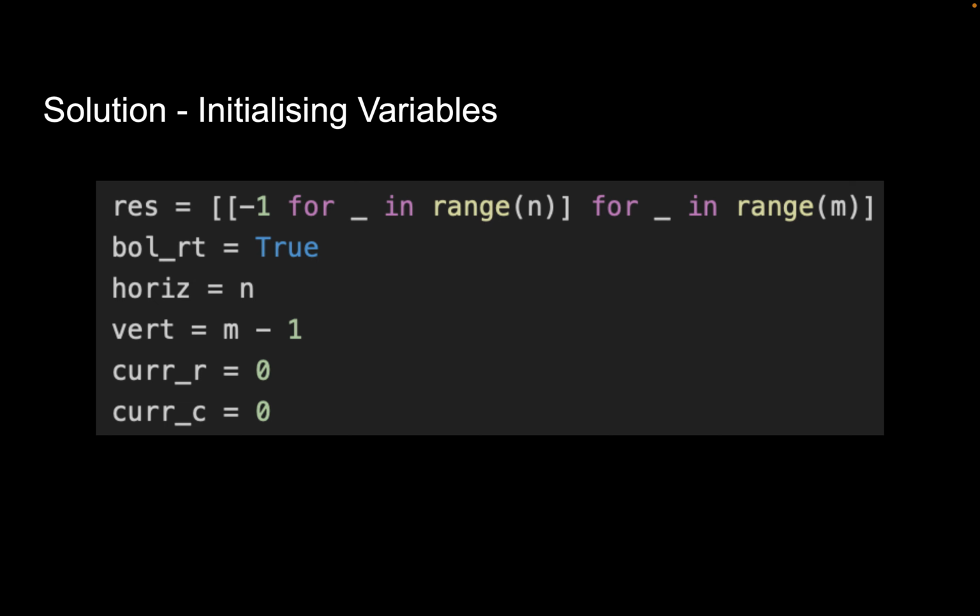We also initialize our current point in the matrix, which is where we start from. We set current R to be 0 and current C to be 0. It's on the top left of the matrix.